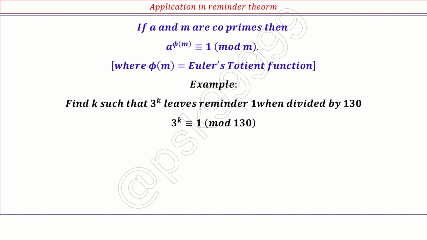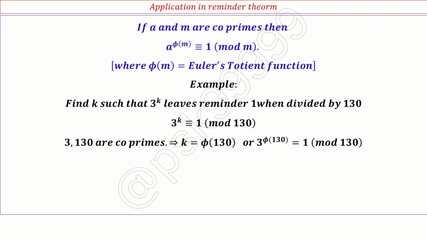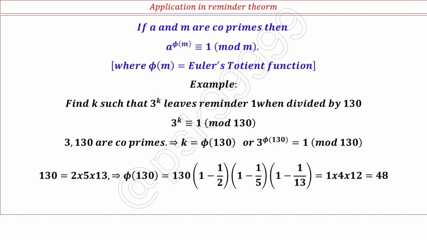So basically we need to find 3 to the power of k congruent to 1 mod 130. 3 and 130 are co-primes. We understand that, so the conditions are satisfied to apply the above formula. Now k is equal to phi of 130. So 3 to the power of phi of 130 is congruent to 1 mod 130. Phi of 130, with 130 being 2 into 5 into 13, is 130 into 1 minus 1 by 2 into 1 minus 1 by 5 into 1 minus 1 by 13, which is 48. So 3 to the power of 48 is congruent to 1 mod 130.